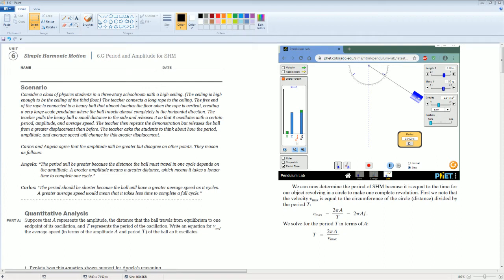Welcome, this is the AP Physics Workbook Solution. Here we have Unit 6, Simple Harmonic Motion. The section is 6.G, period and amplitude for an SHM.